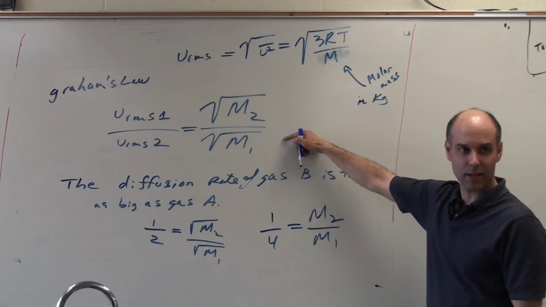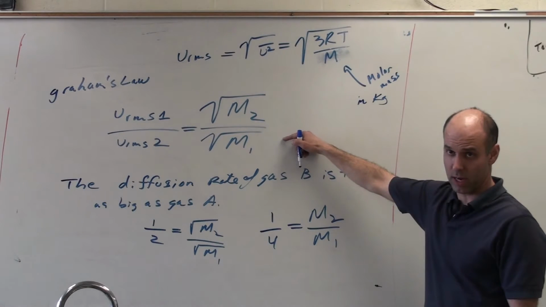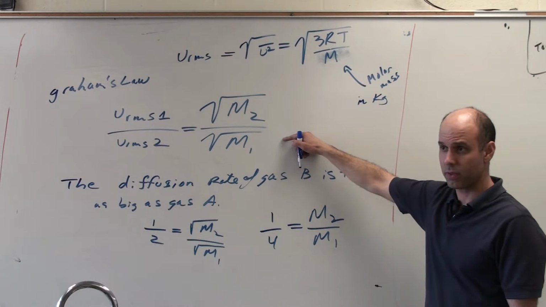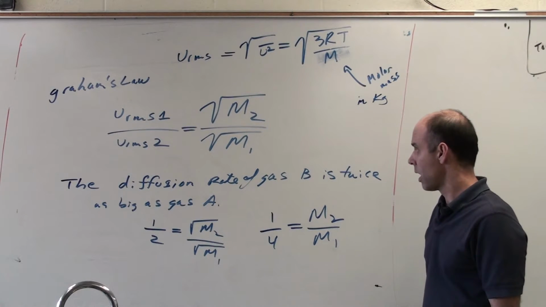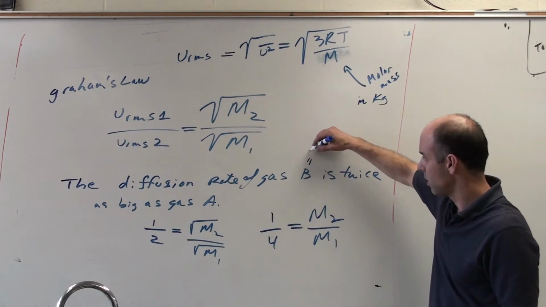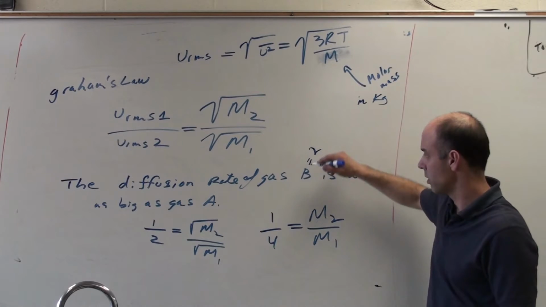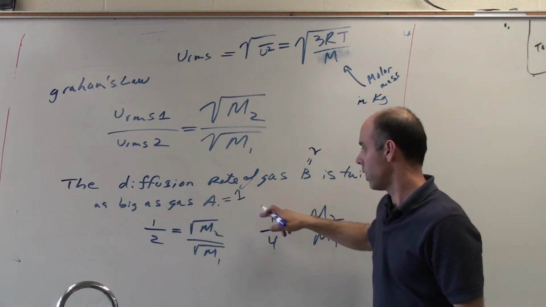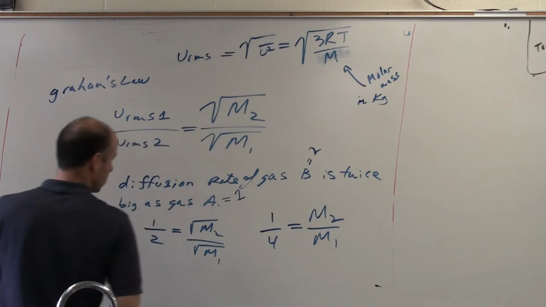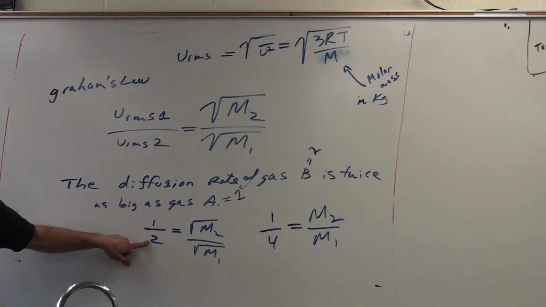So lighter gases diffuse faster than heavier gases, as long as they're at the same temperature. Where's B and where's A? I made gas B number 2 and gas A number 1. So if it's diffusing twice as fast, its speed is going to be twice as big as A. Okay.